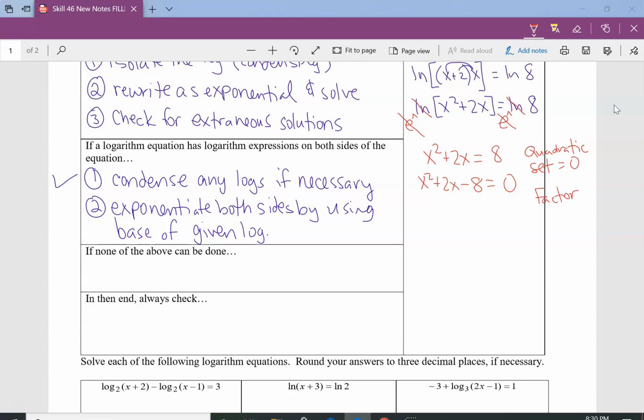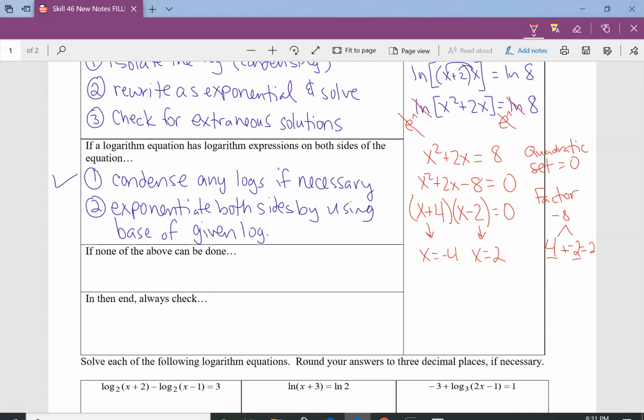I think I could find two numbers that multiply to -8 and add to 2. That would be, let's see, 6 and -4. No, that would not be true. How about 4 and -2? All right. So this is a shortcut factoring. I could write this as x plus 4 and x minus 2. So that gives me solutions of x equals -4 and x equals 2.